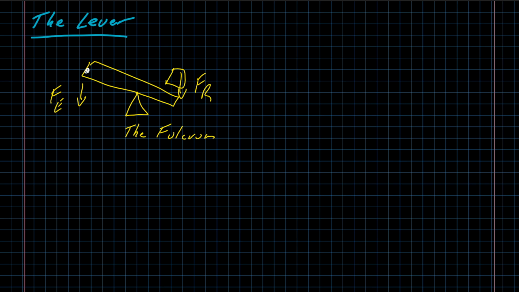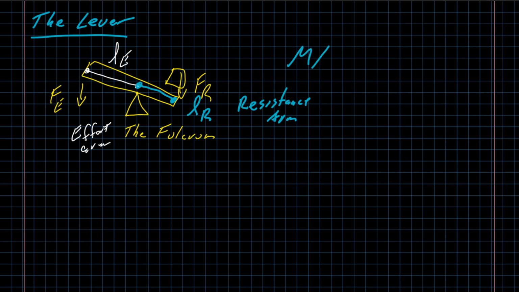The distance from where you apply effort to the fulcrum is called the effort arm. And then the distance from the fulcrum to where the load is balanced is called the resistance arm. And then the mechanical advantage is the distance on the effort arm divided by the distance on the resistance arm.